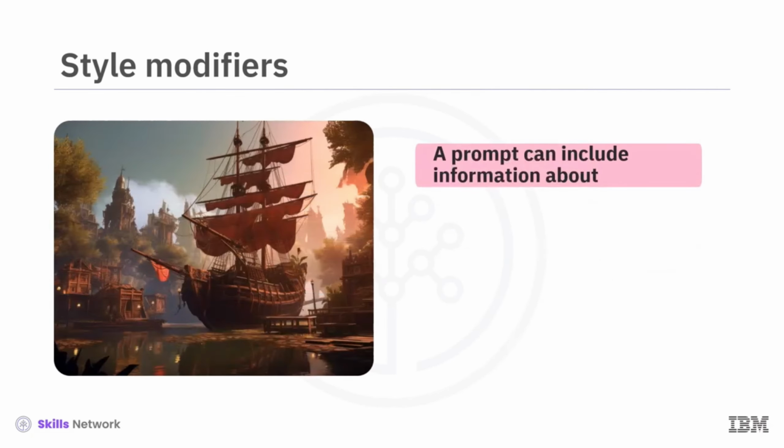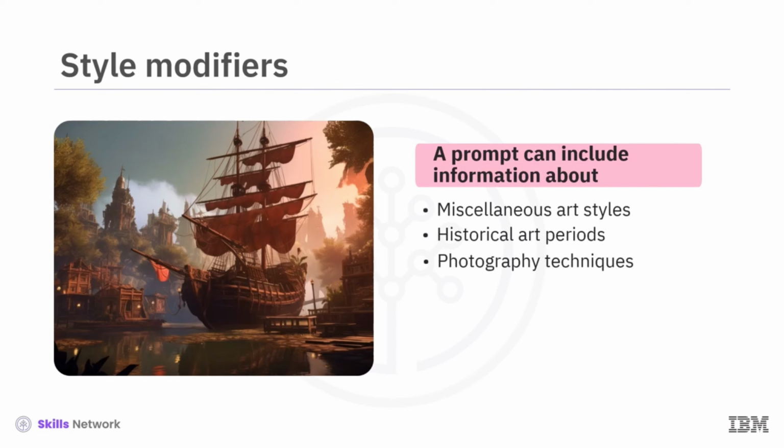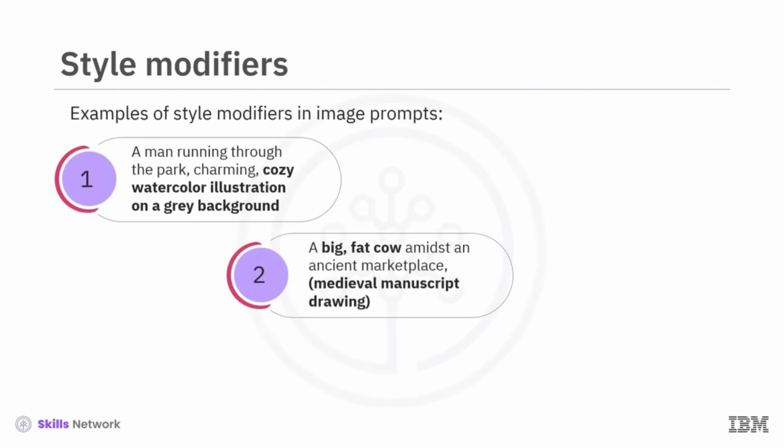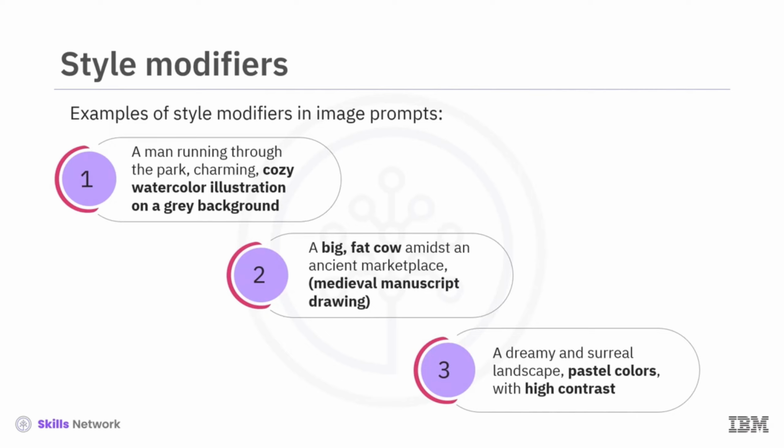Your prompt can include information about miscellaneous art styles, historical art periods, photography techniques, types of art materials used, and even traits of well-known brands or artists you want the model to emulate. All this information can help the generative model understand the desired appearance or style of the output image. Here are a few examples of style modifiers used in image prompts. The style modifiers used in these prompts have been highlighted.